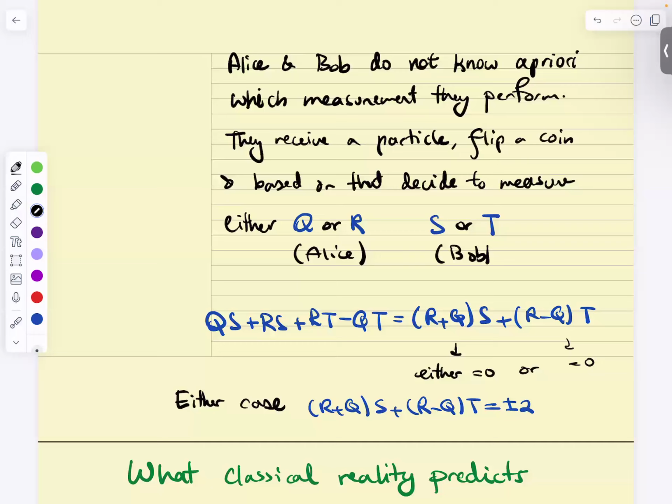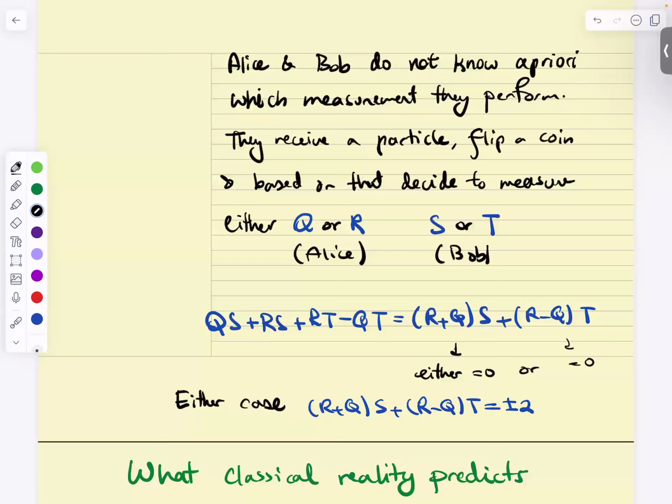I'll get it. So far, I'm saying 2 different things, and I'm going to relate them. But whatever results they measure, this equality should hold.